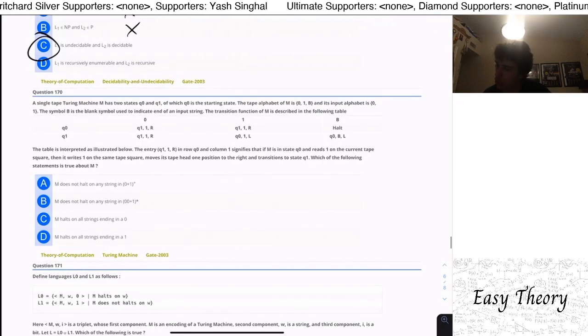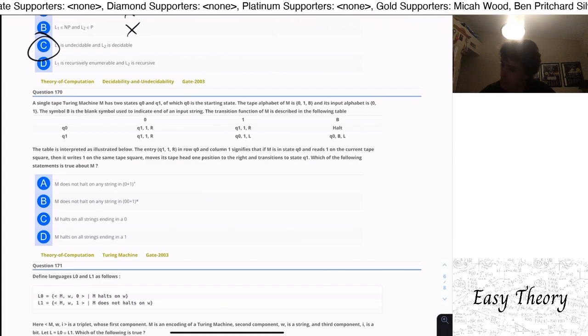Single tape Turing machine has two states. Tape alphabet is one. Blah blah blah. Which of the following statements is true? So let's see. Let's actually draw this out.